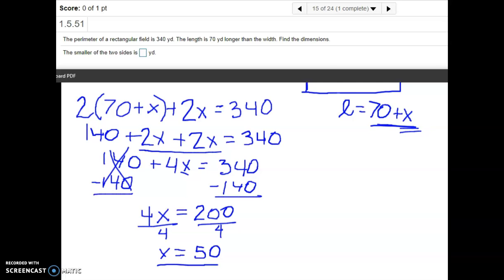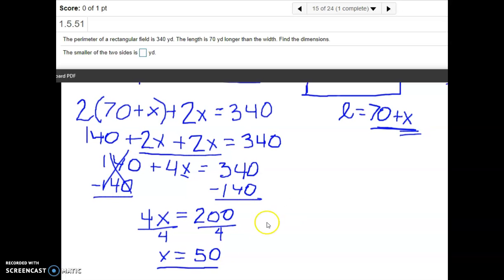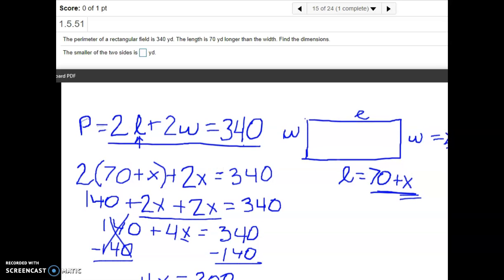Now we go back and make sure that we answer the question. The question says to find the dimensions. So we're looking for both length and width. So what did we find? What is x? X is the width. So this is 50. I'm going to put some units on there. It's yards. And then the length is 70 plus x. So that's 70 plus 50, or 120 yards.